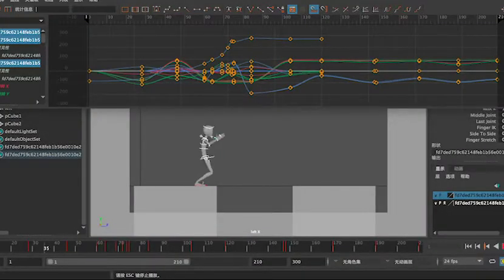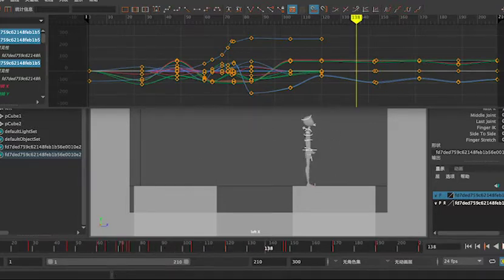Exaggeration is used to help me to create a stylized, cartoonish action. I have exaggerated the key poses and the timing compared with the realistic action, and I did a bigger anticipation, which means the hip goes much more down and makes the character jump higher.